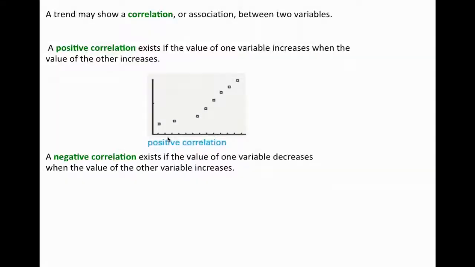A negative correlation exists if the value of one variable decreases when the value of the other variable increases. So notice, this horizontal variable is increasing, but look what's happening to the vertical variable. As the horizontal increases, the vertical decreases, and we have a negative correlation.